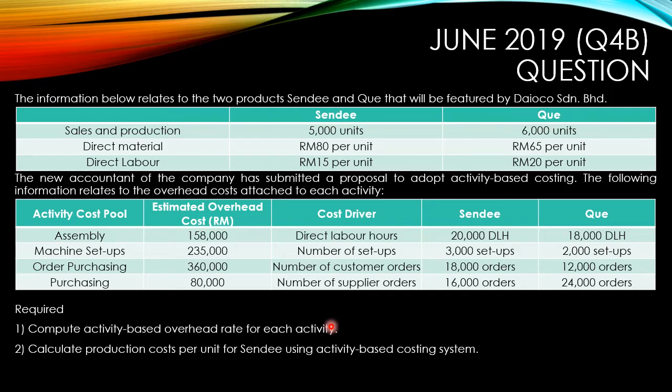The new accountant of the company has submitted a proposal to adopt activity-based costing. The following information relates to the overhead costs attached to each activity. So these are the cost pools that the company has identified with the estimated overhead. Okay, and these are the cost drivers and the cost driver used by each of the products. As usual, they will ask you to first calculate the ABOR, the activity-based overhead rate, and then calculate the production cost per unit for Sandy only, using the activity-based costing system.